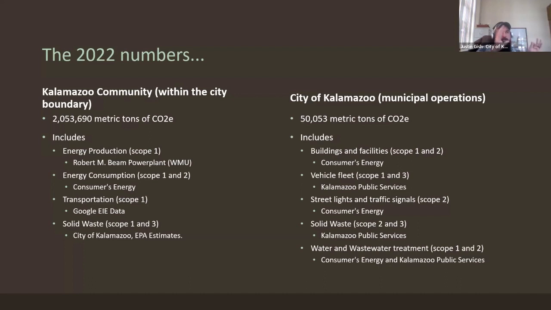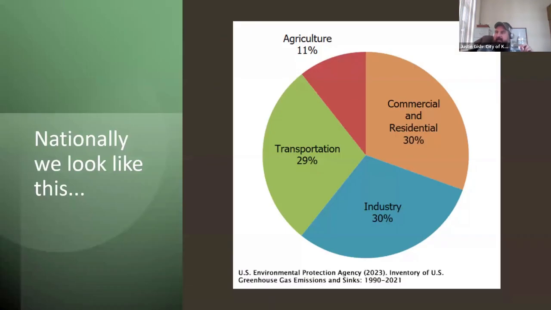So of that 2 million, about 2% is attributable to city operations. So the city is about 50,053 metric tons of CO2e. And there we include energy use in buildings, the vehicle fleet, the streetlights and traffic signals, solid waste, and water and wastewater treatment. So now we'll dive into those community numbers real quick before moving on to the city. But we'll take a step back.